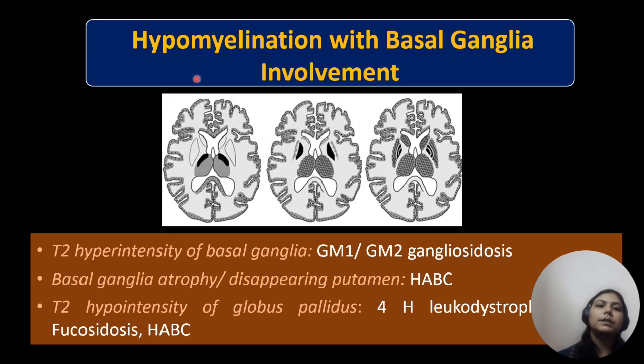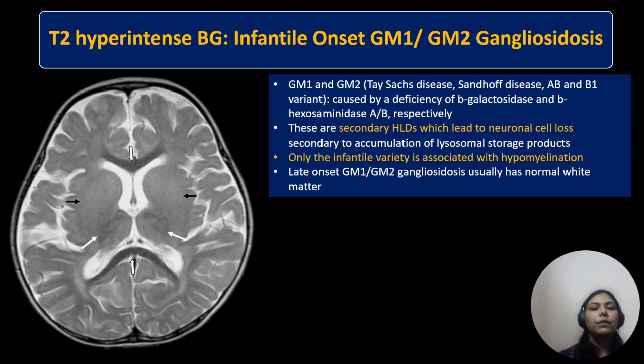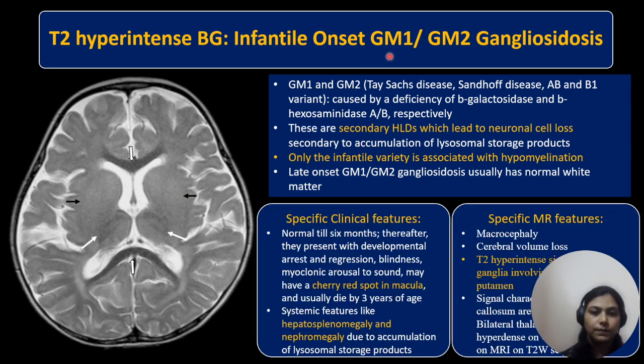The other pattern is hypomyelination with basal ganglia involvement. Basal ganglia involvement can be seen as T2 hyperintensity, atrophy, or T2 hypointensity. The first pattern, where there is T2 hyperintense basal ganglia, can be seen in infantile onset GM1 and GM2 gangliosidosis. These are lysosomal storage disorders, and these patients have coarse faces. They have hepatosplenomegaly, nephromegaly. In addition, they can have cherry red spot in the macula.